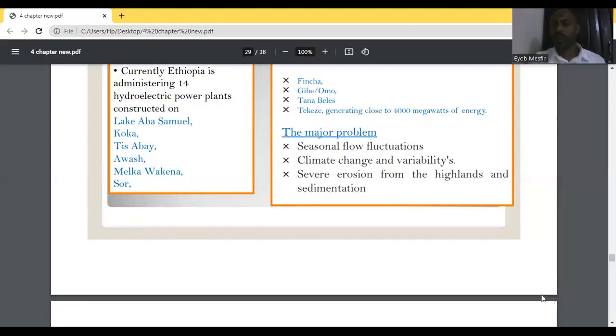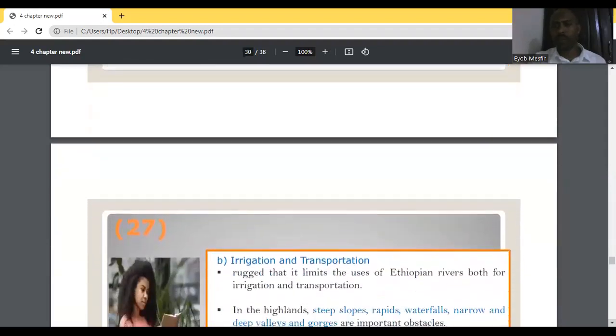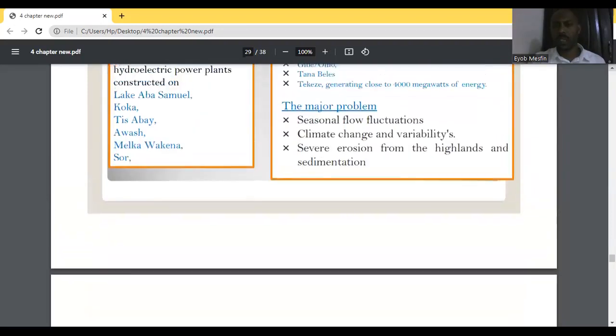Most of our reservoirs have a problem due to severe erosion, which is sourced from the Ethiopian highlands, and they are filled by different sediments. These are some of the problems of the Ethiopian man-made lakes for generating hydroelectric power. Most of our problem relates to this concept, so take a simple understanding of those concepts. These are the major problems of the Ethiopian dams in generating hydroelectric power.